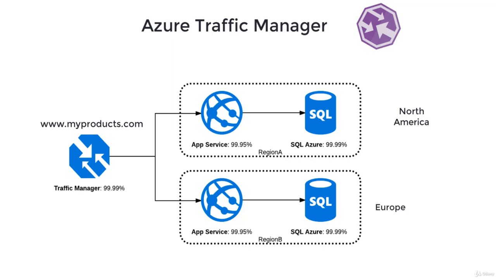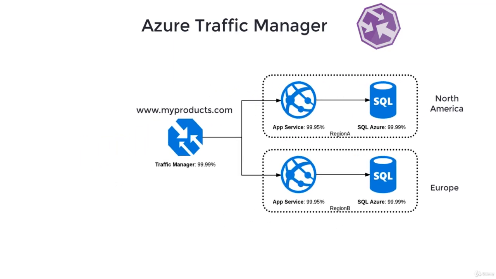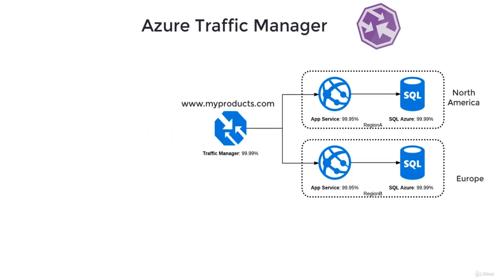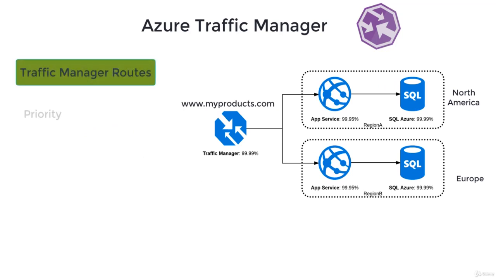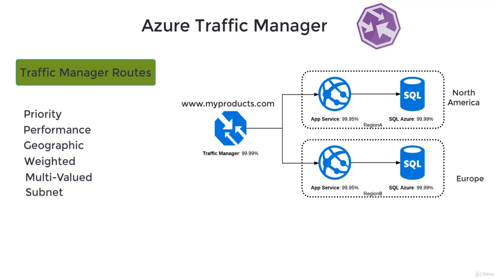It's important to understand the different routing methods that Traffic Manager uses. In the next lessons, we'll be covering the four basic routing methods: priority, performance, geographic, and weighted. These methods can also be combined into what is known today as nested Traffic Manager profiles. Azure has recently added two more routing methods, multi-value and subnet routing methods. We'll talk about these one by one in the next lessons.